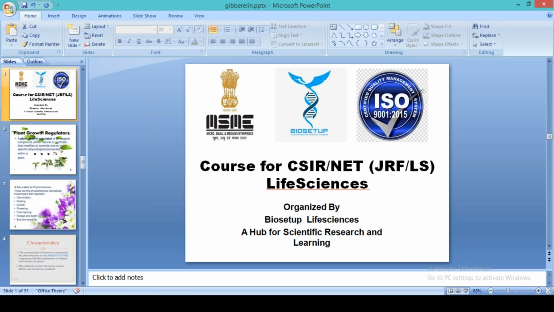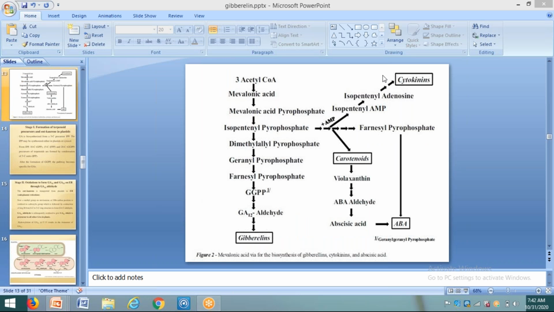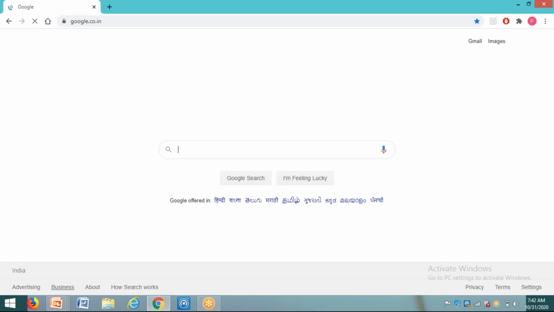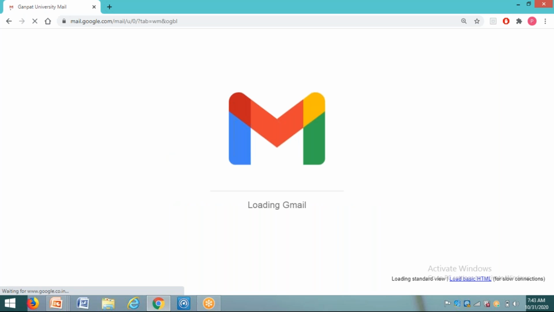Just a minute. Wait, I'm sharing an image with you. I take the screenshot and it is on my email ID. Wait for 2 minutes, students. On my Gmail, I took the screenshot from one of the sites in which the pathway is clearly mentioned. The biosynthesis pathway is clearly mentioned on that.